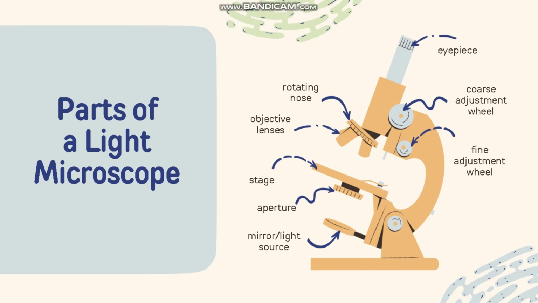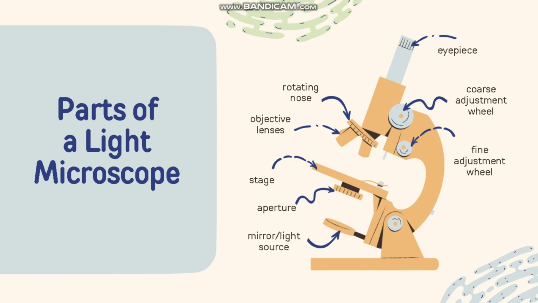Here we have parts of a light microscope. Not that important, I guess, but it will be better to know some functions for understanding. We have eyepiece from where we look, coarse adjustment wheel for initial focusing, fine adjustment wheel is for more focusing when viewing under high magnification.